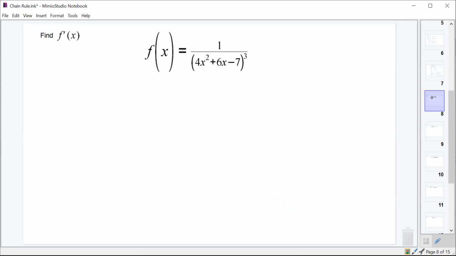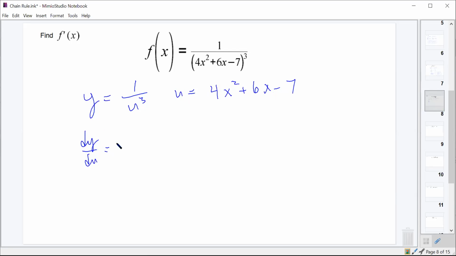All right, let's do another one. How am I going to write this one? y equals what? We could say 1 over u cubed. We're going to do this one 2 different ways, just for the heck of it. First way we'll do it is like this. What's the derivative of 1 over u cubed? What rule do we use for that?